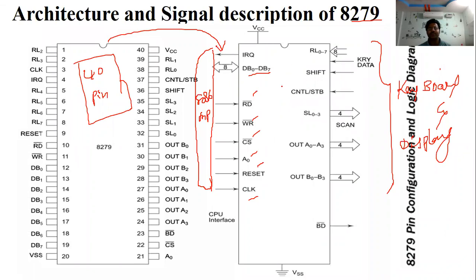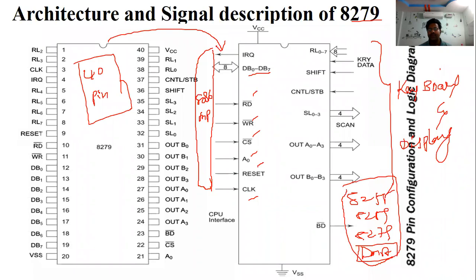This is the 8279. This is a keyboard. Remember, for each and every controller, whether it is the 8255, 8259, 8279 or the DMA controller, which we will discuss next, these signals on the microprocessor side are common and almost all fixed.